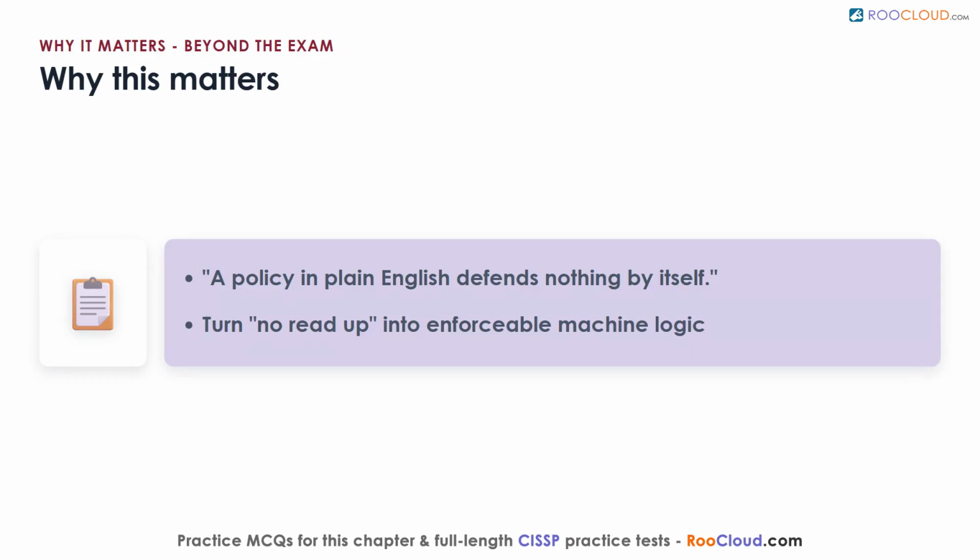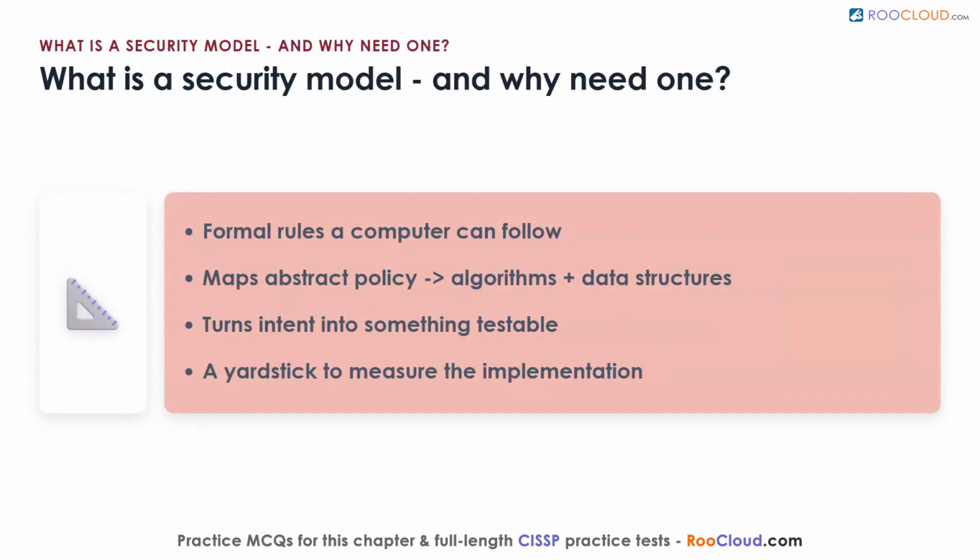So what is a security model, and why do we need one? A security model is a formal way to express a security policy as explicit rules a computer can follow. It takes abstract goals and maps them into the algorithms and data structures needed to build the actual hardware and software. In short, it turns intent into something testable. It gives designers a yardstick to measure their implementation against. Think of a recipe. The vague wish to bake a good cake becomes exact steps and measurements that anyone can follow and check.